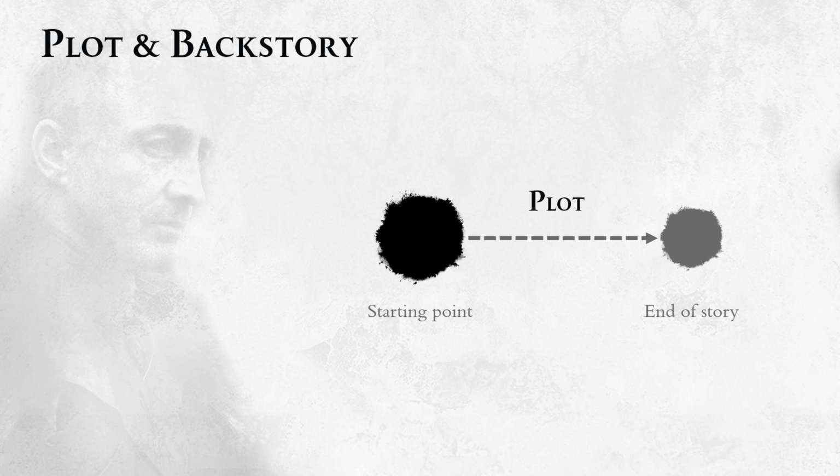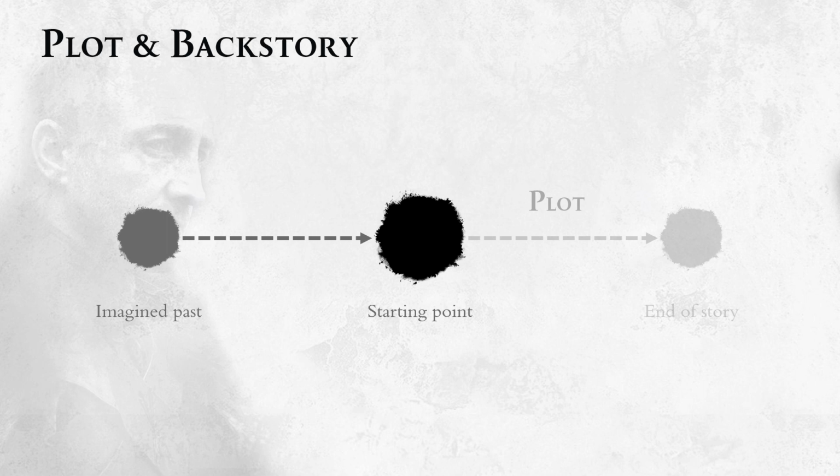And all of the events that happen between this starting point and the end of the story is called the plot. But then you also have the imagined past of both your universe and all of the characters that live in it, and the events from there leading up to the starting point of your story. And all of that would be labeled backstory. So taken together, you basically have two different timelines, backstory and plot, so past and present, that you can use to characterize the people that live in your universe.